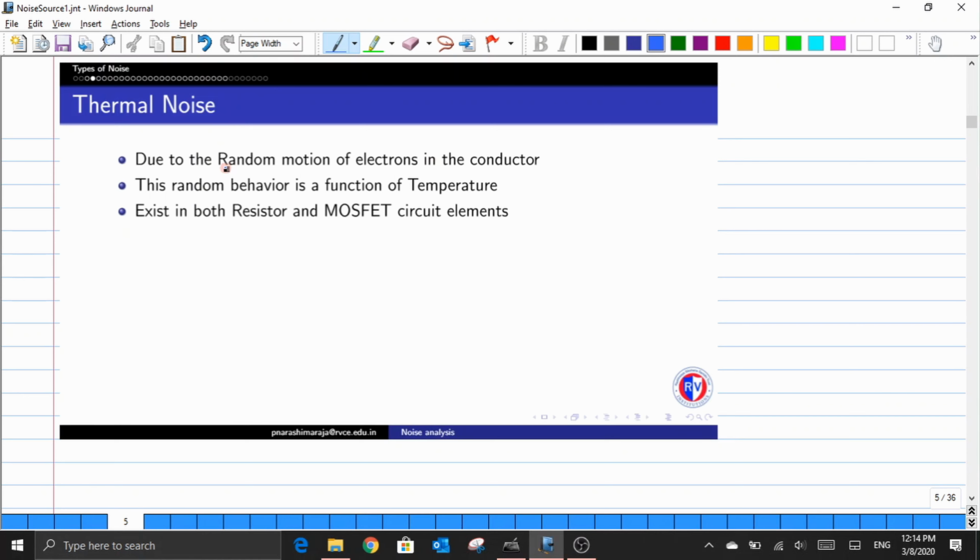Thermal noise is noise that happens due to the random motion of electrons inside a conductor. And this random behavior of the electrons or the charges is basically a function of time. This thermal noise exists both in the resistor and in MOS circuits. Since it exists in both these circuit elements, we'll first address the thermal noise that exists inside the resistor. Followed by this, we'll discuss the thermal noise inside the MOS transistor.